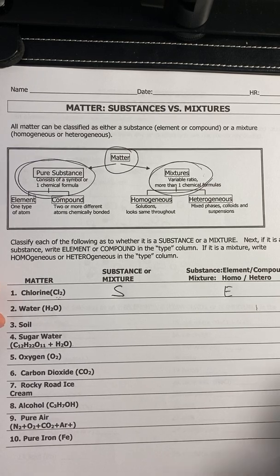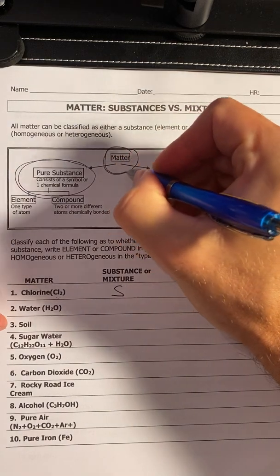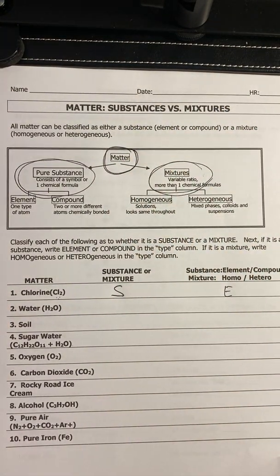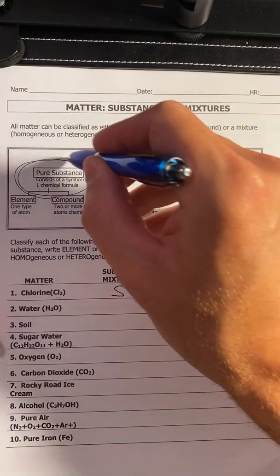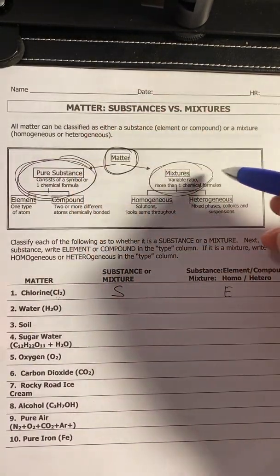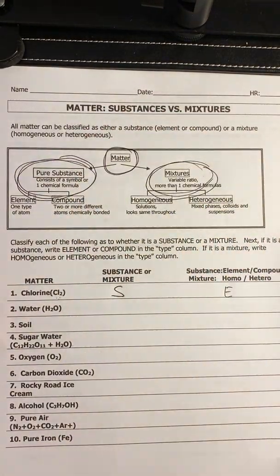So, a quick review, right? We said that matter is just something that has mass and volume. In other words, it's something that exists. We can then further categorize what type of matter it would be by breaking it into two main categories: is it a pure substance or is it a mixture?